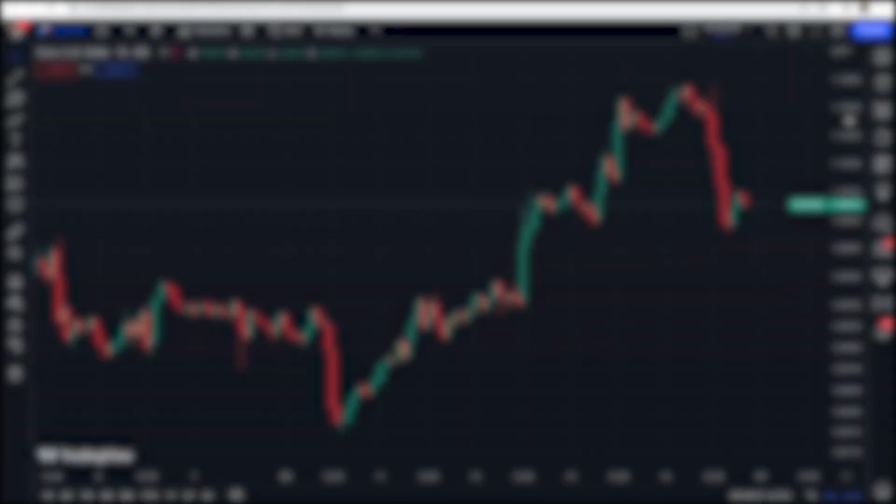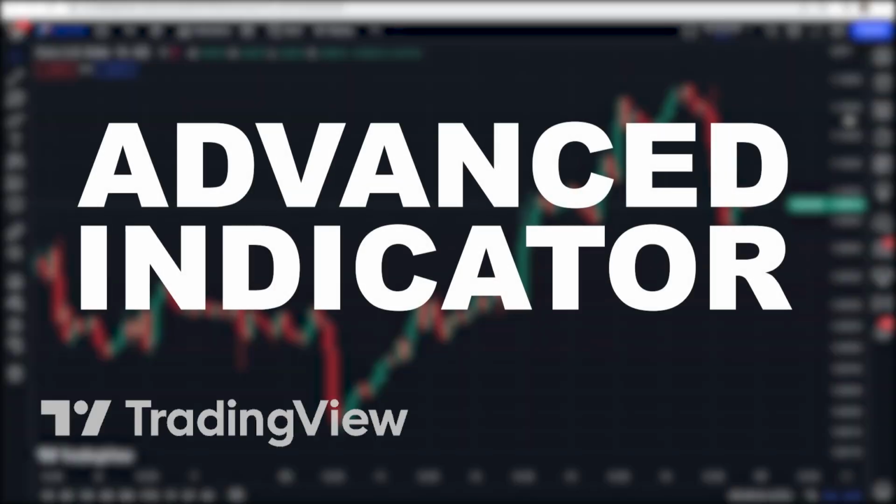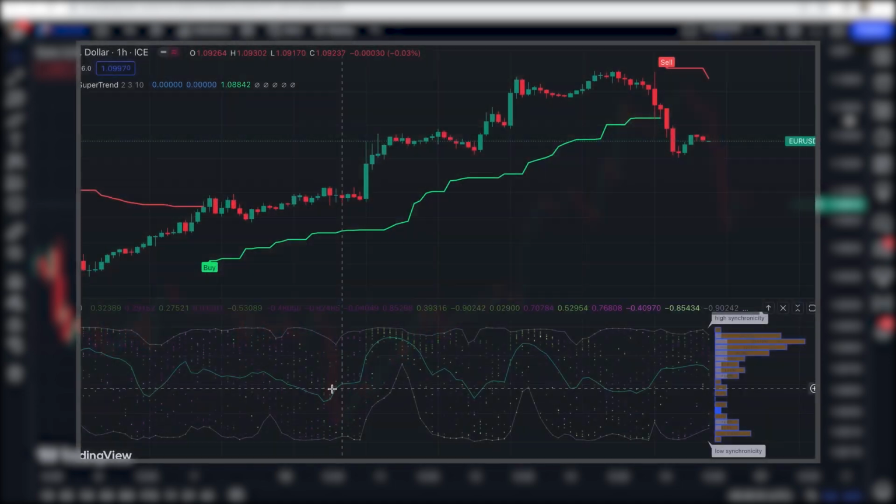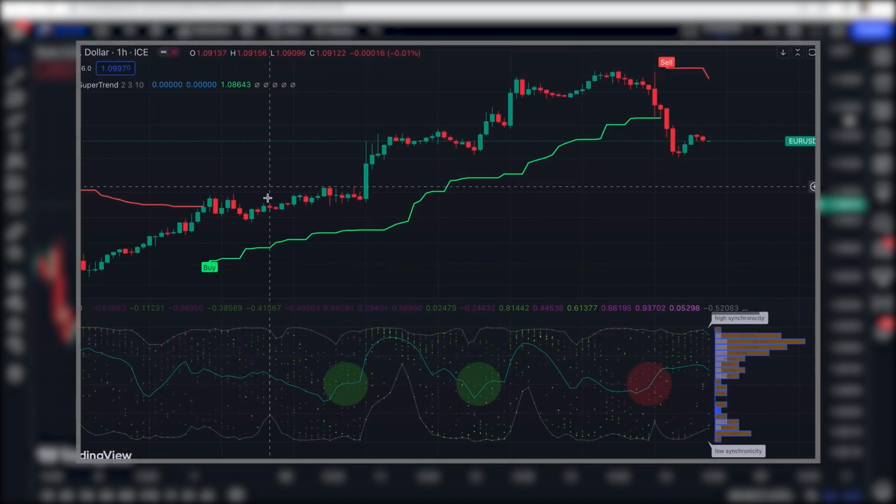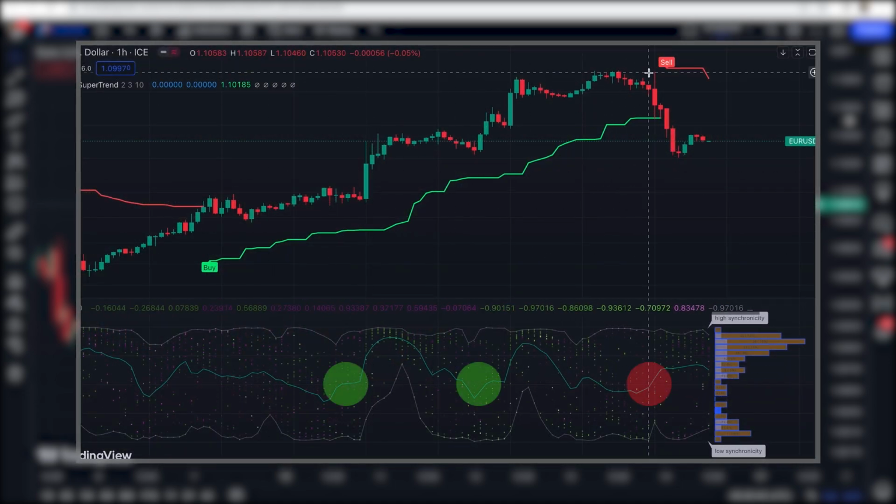In today's video, I want to introduce an advanced indicator on TradingView that measures the correlation between volume and price volatility and gives us some signals on the possible movements of the market.